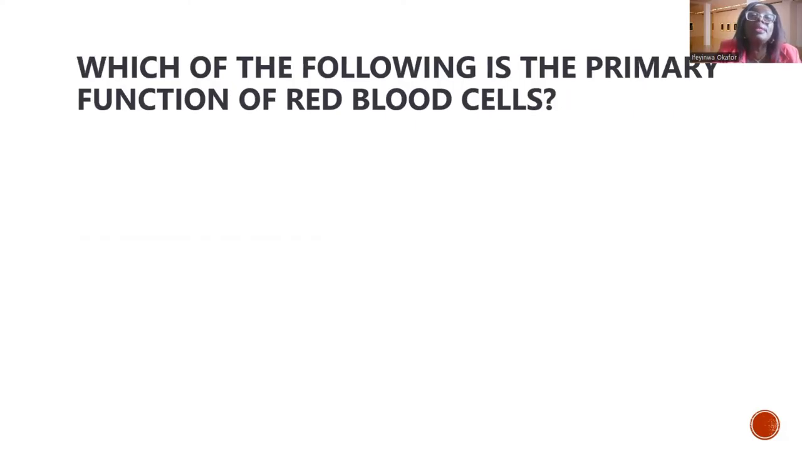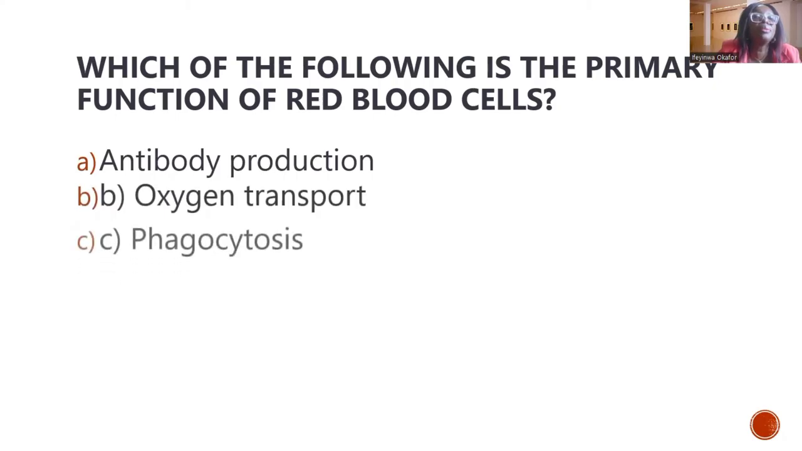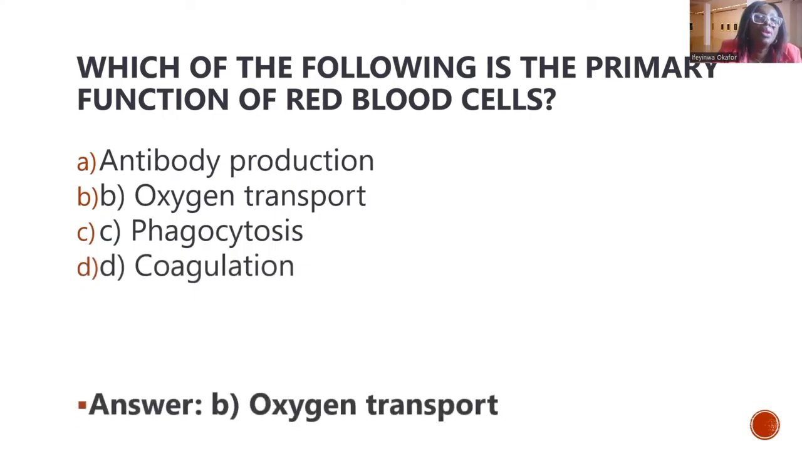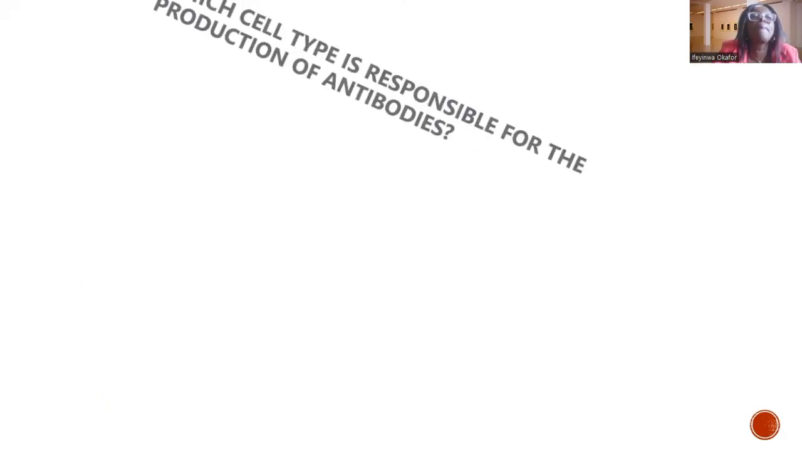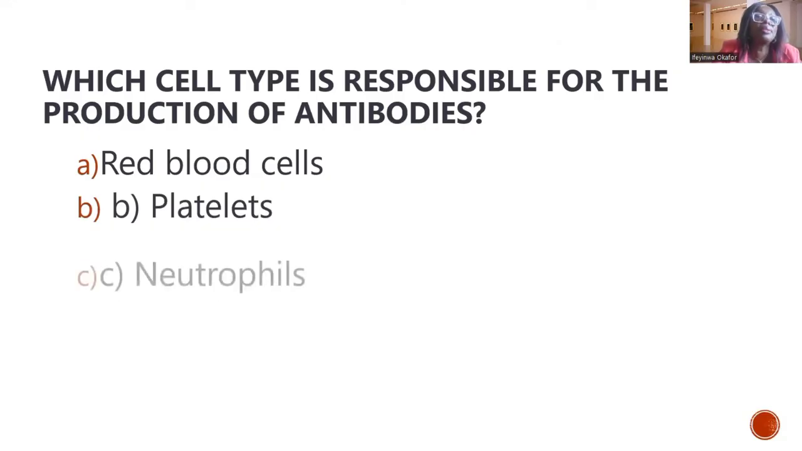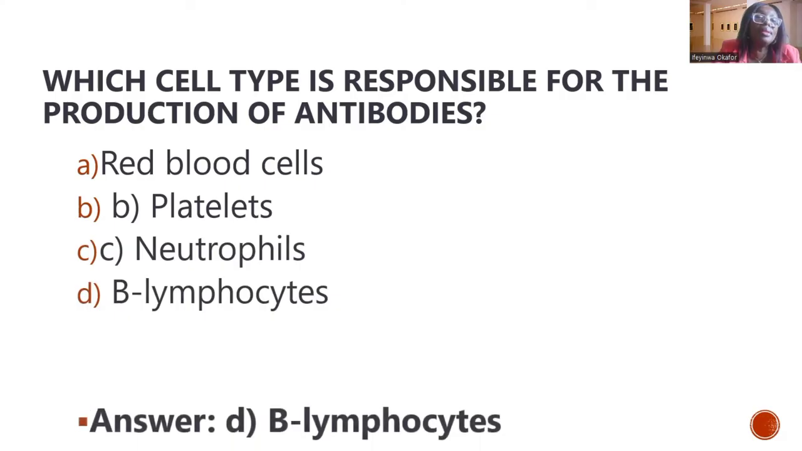Which of the following is the primary function of red blood cells? Antibody production, oxygen transport, phagocytosis, coagulation. Answer is B, oxygen transport. Which cell type is responsible for the production of antibodies? We have red blood cells, platelets, neutrophils, B lymphocytes. Answer is D, B lymphocytes.